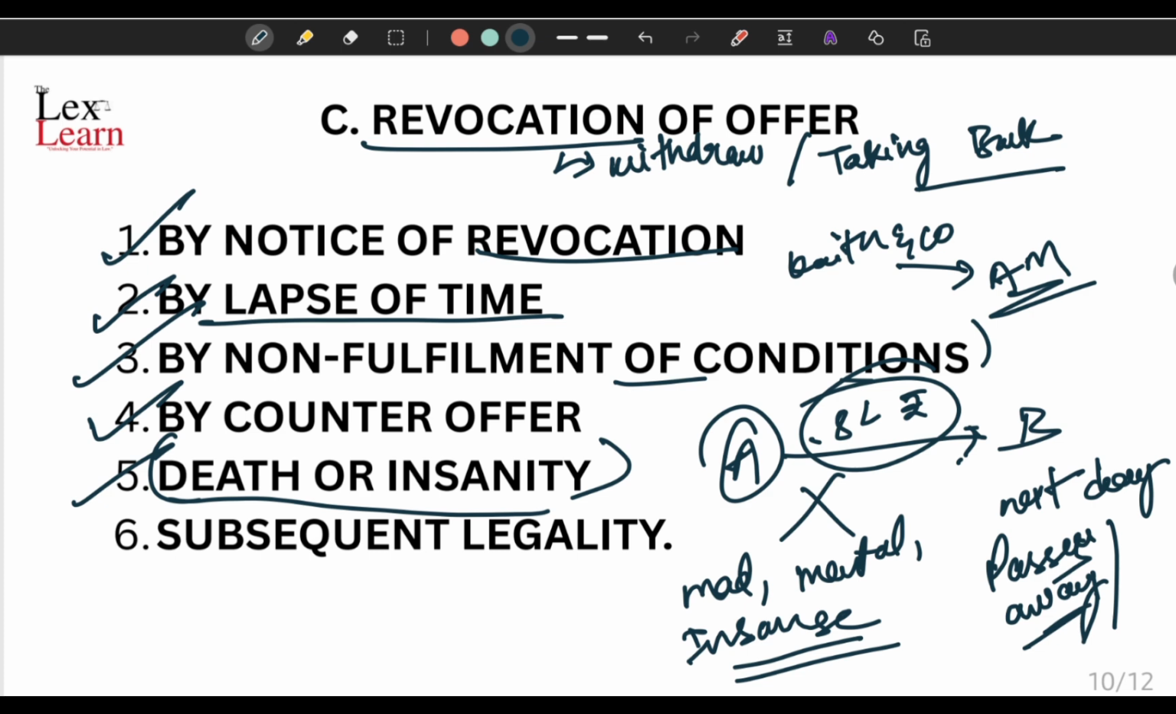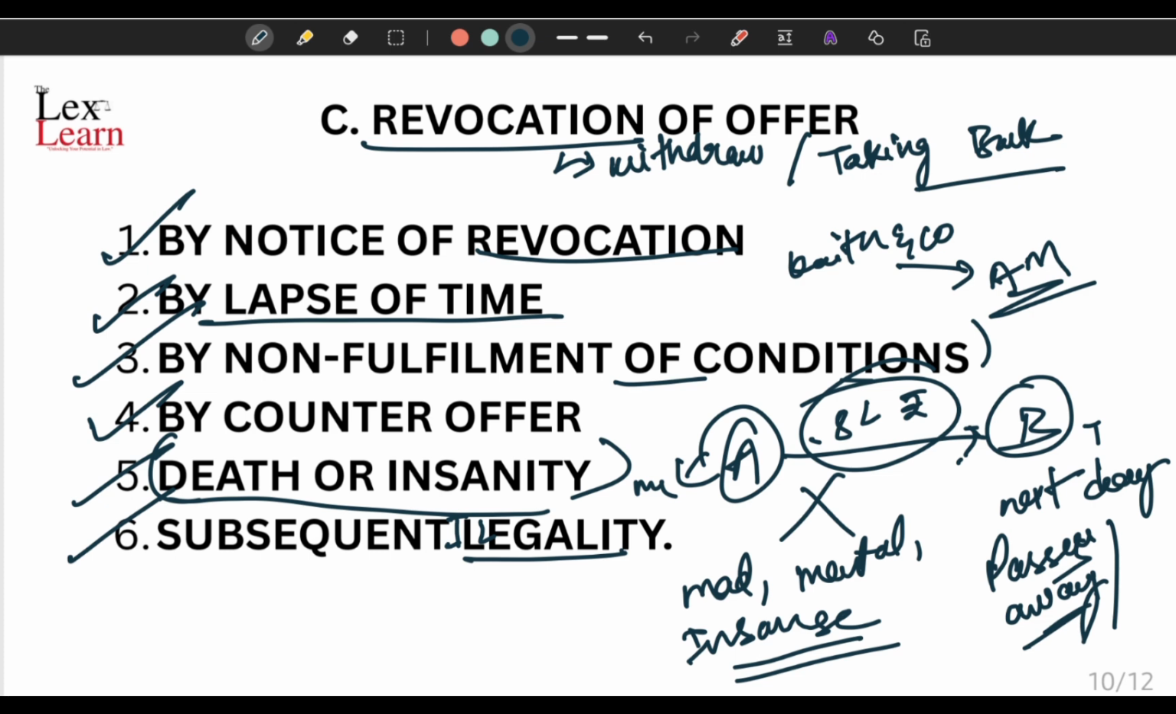So the sixth one is subsequent illegality. I'm sorry, this is written as legality, it is illegality. So subsequent illegality means that during the term of the contract, if the offeree or the offerer involves in any illegal activity, such as here we got A and B. So if A murders someone or B murders someone, gets into a criminal activity or any illegal activity, the offer automatically gets revoked. That is it, my friends.